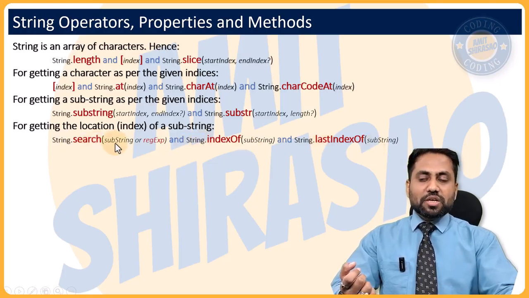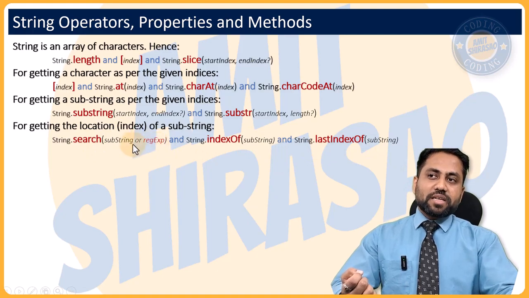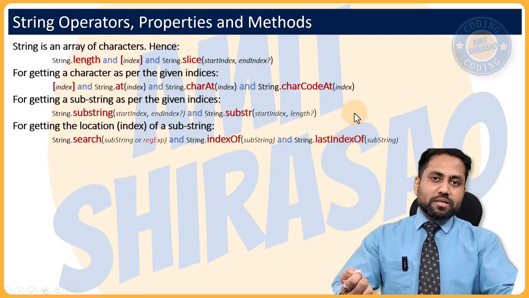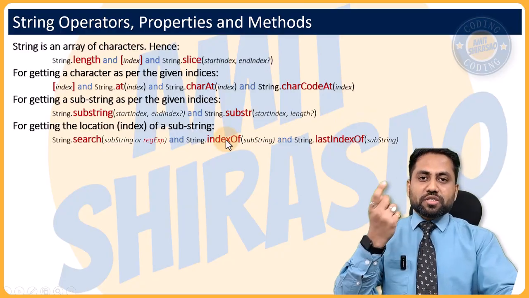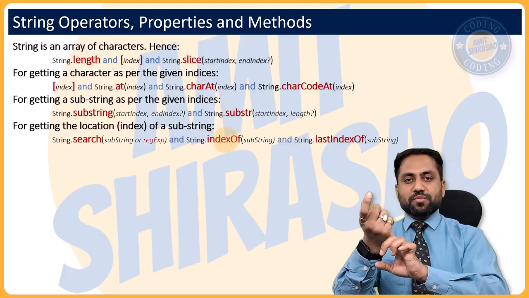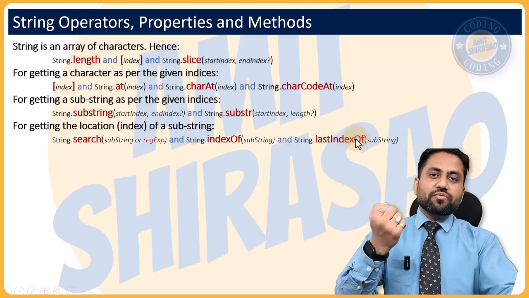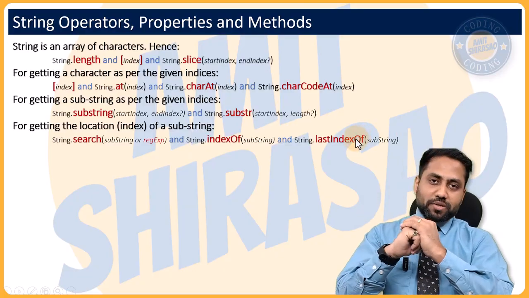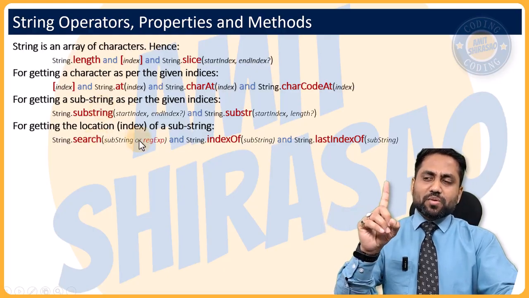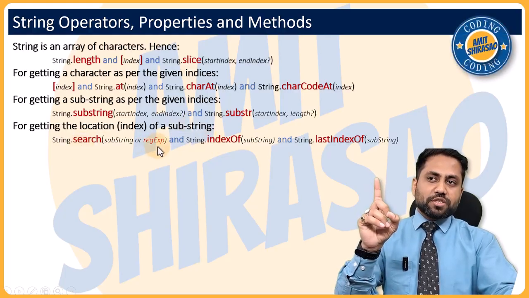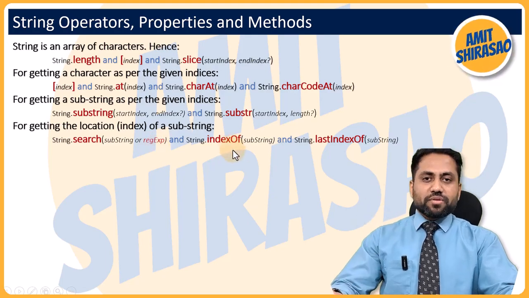When you say search, it can take a regular expression as well, whereas indexOf and lastIndexOf cannot take a regular expression. indexOf gives you the index of the first occurrence of that substring, whereas lastIndexOf will give you the last occurrence of that substring. Search gives you the first instance only. So search is very much similar to indexOf, except that search can have regular expressions, whereas indexOf cannot.